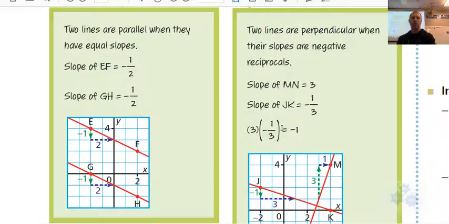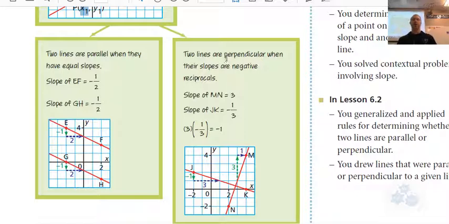The other one, perpendicular, it's kind of a funny word there, but perpendicular means two lines that make a 90-degree angle at their intersection. And the slopes of perpendicular lines are related as well. And this is a little bit trickier to remember, but they are negative reciprocals of each other.